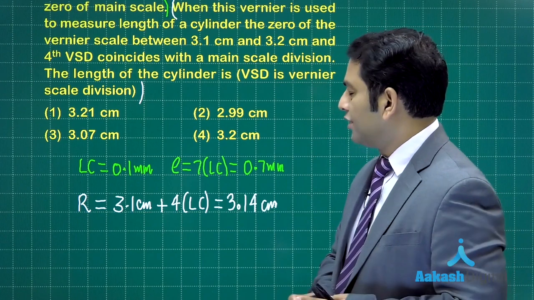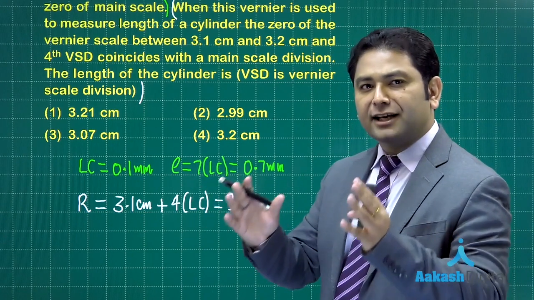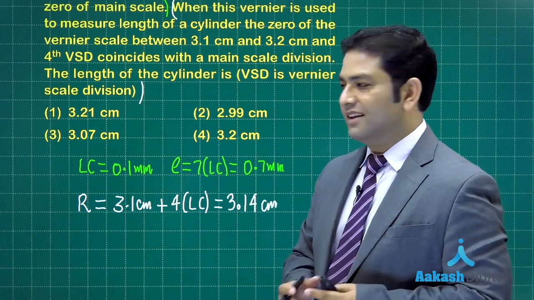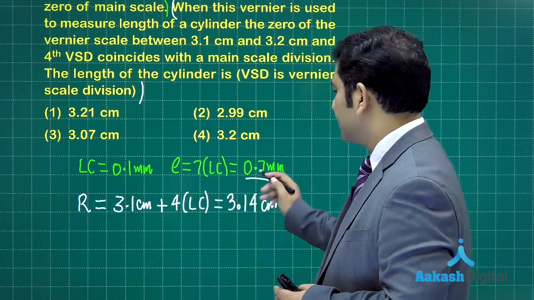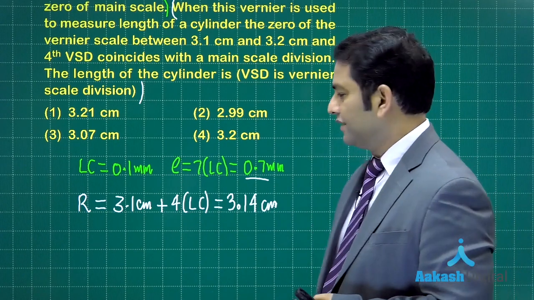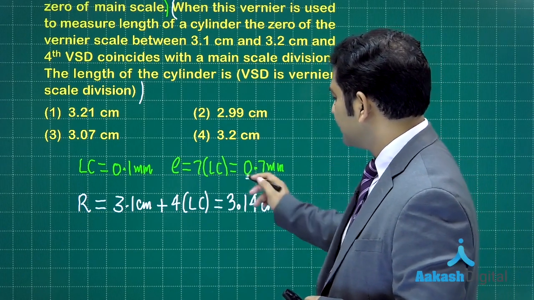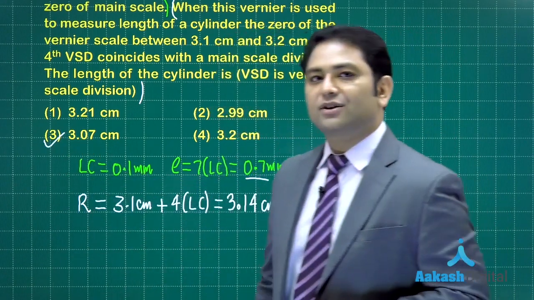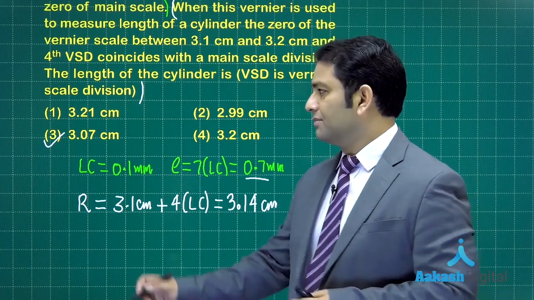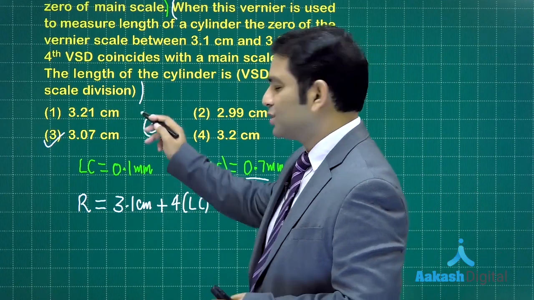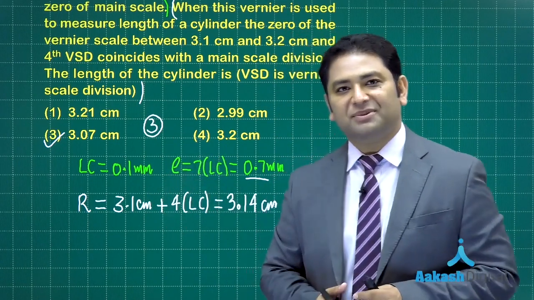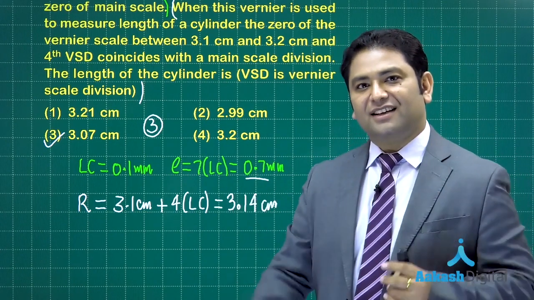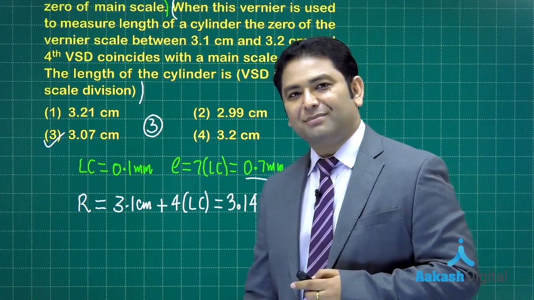And after all, the final thing, the correct value, the error has to be compensated suitably. Since the error is positive, the correction would be negative. So you need to subtract this from the reading. That's a straightforward one, 3.07 centimeter. Option number 3 would be the correct one. So you could see it's a complete, wholesome question that allows you to cover the concept of everything. Now let's go to question number 10.